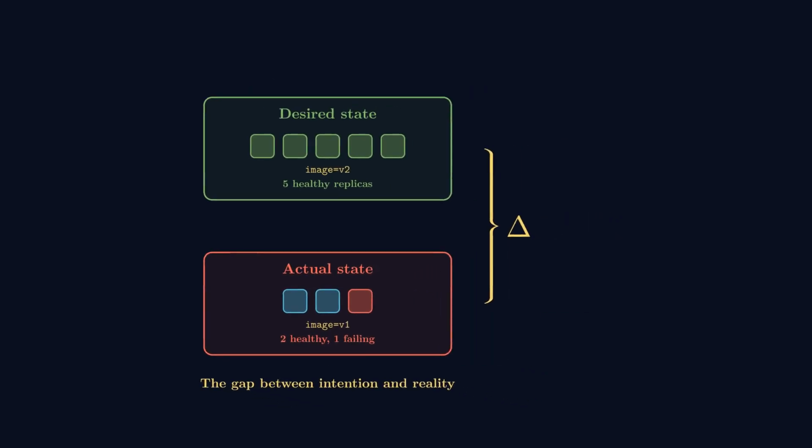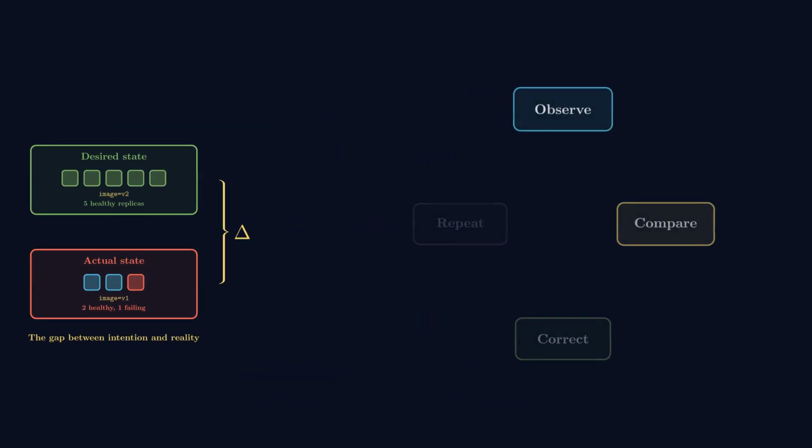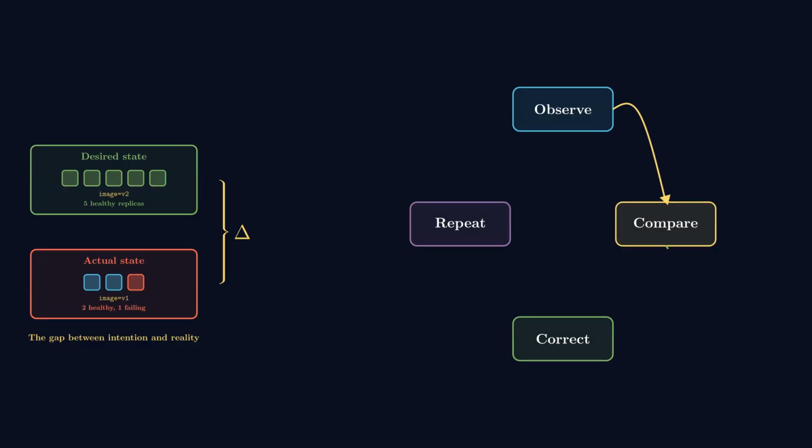A reliable system can now work in a loop. Observe what exists. Compare it with what was requested. Take one corrective action. Then observe again. The loop does not assume that the world stays still.